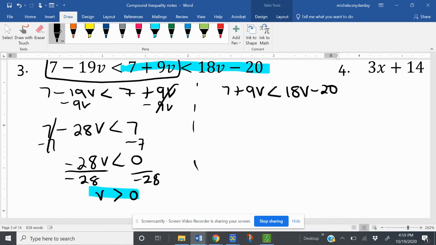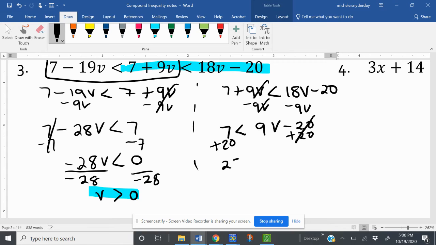So let's see. I think maybe I'll subtract 9b on this side. So that goes away, and I've got 7 is less than 18 minus 9, which is 9b minus 20. Add 20 to both sides. That goes away, and 7 and 20 is 27 is less than 9b. Divide by 9, and that works out nicely. 27 divided by 9 is 3.